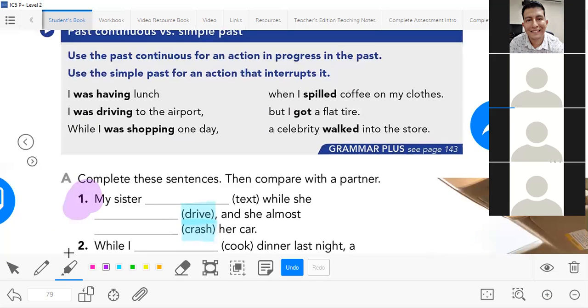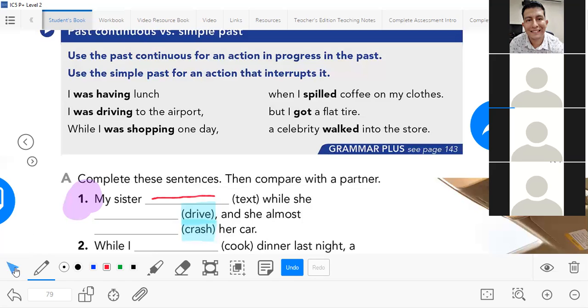Is that correct? Are you asking me or telling me? Remember, Pablo, if you're asking me, you should say, is that correct? Two are correct. One isn't. Okay. The first one over here, this one here, texted, is also past continuous. She was doing two things at the same time.